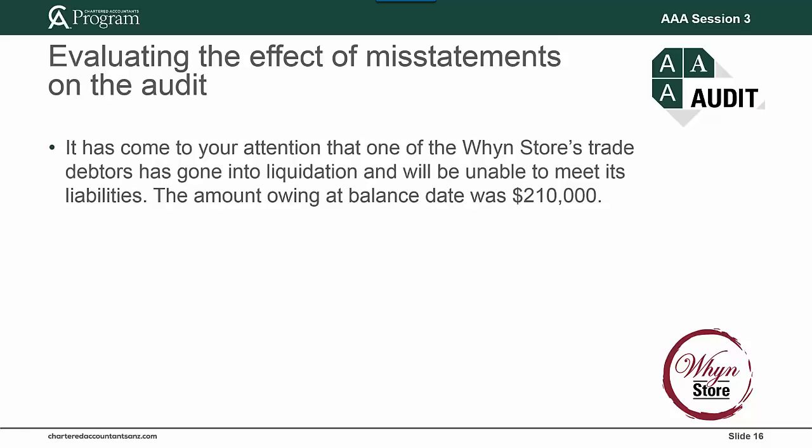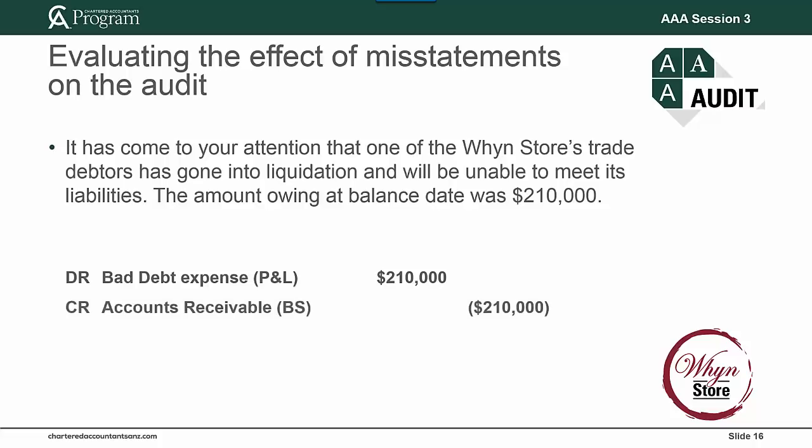An overstated debtor amount results in a debit to the P&L through a bad debt expense account and a credit to the debtor account on the balance sheet for the full amount of $210,000. This entry would then be recorded on our summary of misstatements. So let's look at our second issue.